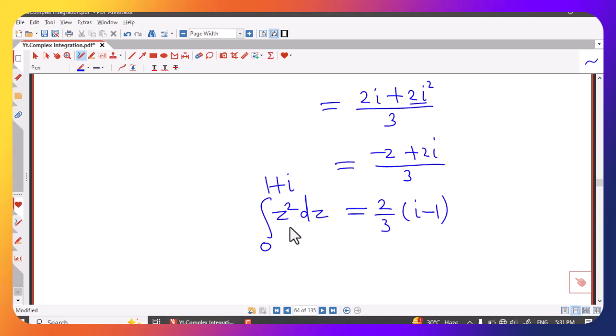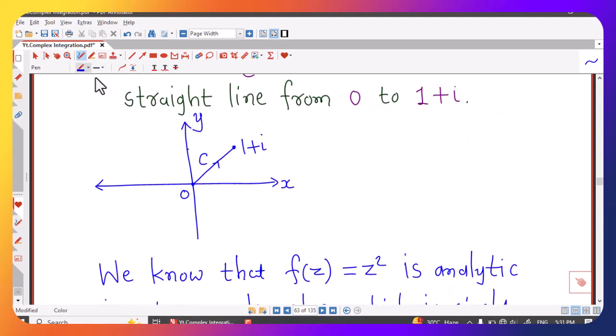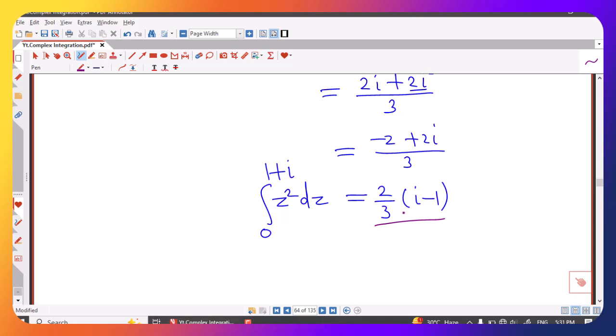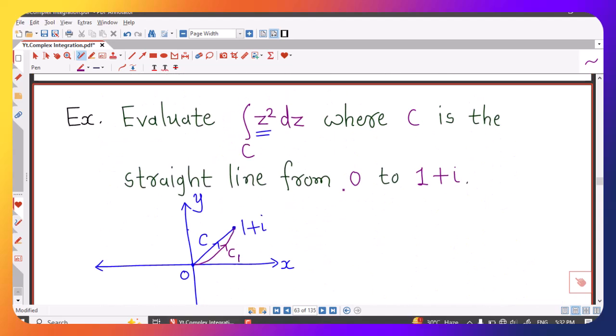So this is the integral of z square from 0 to 1 plus i. This is the integral of z square along the straight line from 0 to 1 plus i, but if we are given another path from 0 to 1 plus i, then also we will get the same answer. Suppose we are asked to find the integral of z square along any path from 0 to 1 plus i, then also we will get the same answer, which is 2 by 3 times (i minus 1), because z square is analytic in a simply connected domain, which is the complex plane. So this is another way of evaluating contour integrals whenever we have an analytic function in a simply connected domain.